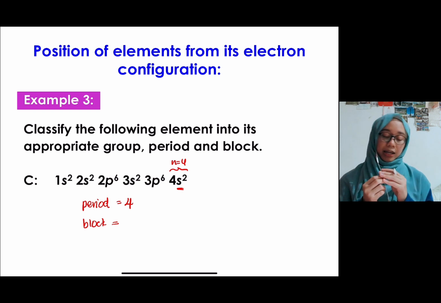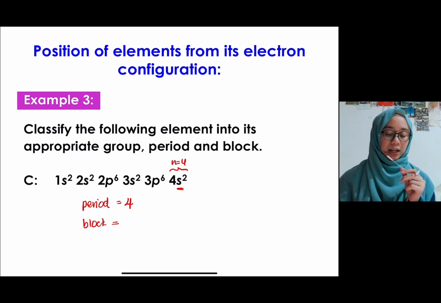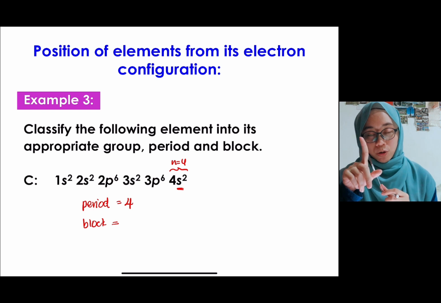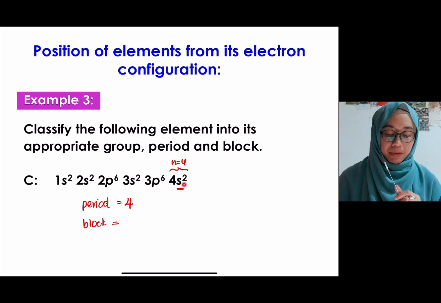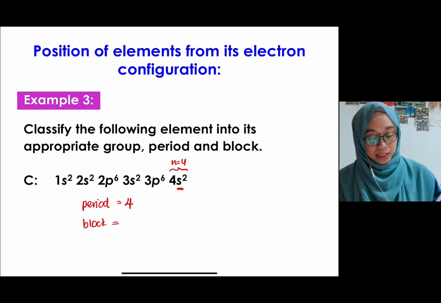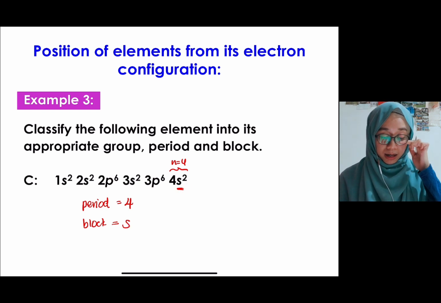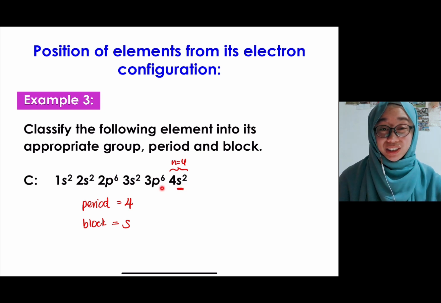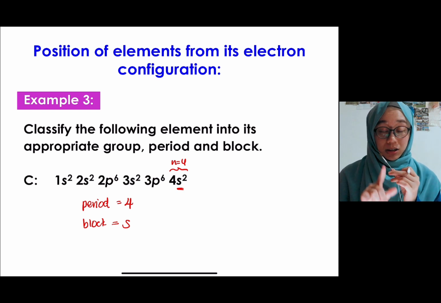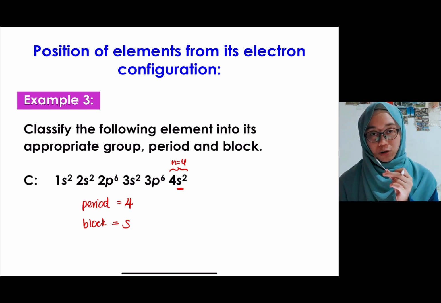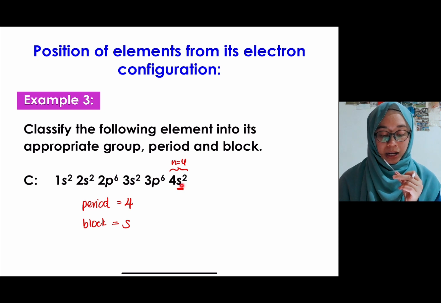Okay, tapi ada satu benda Miss nak kena pesan kat kamu kat sini. Sebenarnya bila kamu tengok ada 4S, last kali adalah 4S, kamu kena check dahulu apa sebelum dia. Kalau sebelum dia adalah P, therefore block dia adalah block S. Tapi kalau sebelum 4S kita ada 3D, therefore the block is actually D. So be careful bila kamu jumpa 4S. Anything kalau kamu jumpa 4S adalah last kali, double check balik.